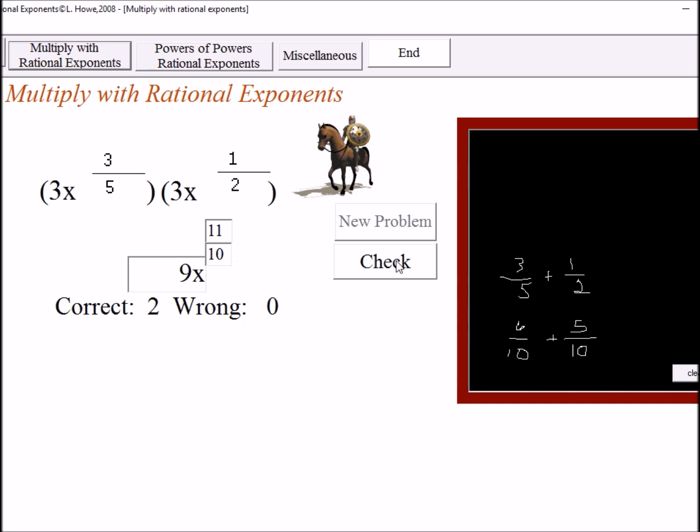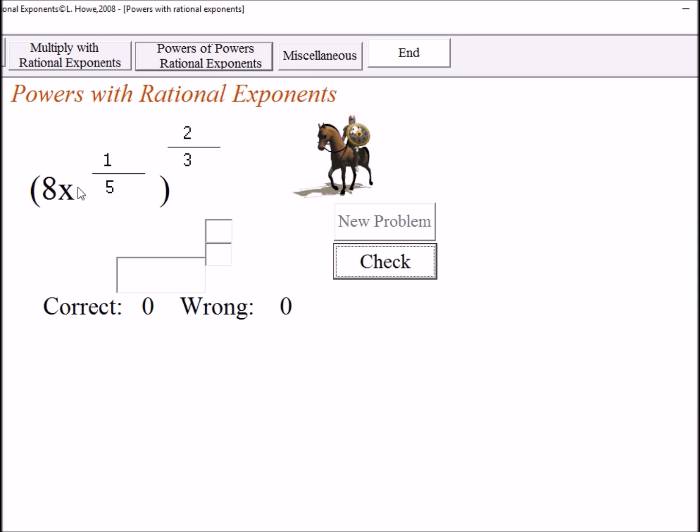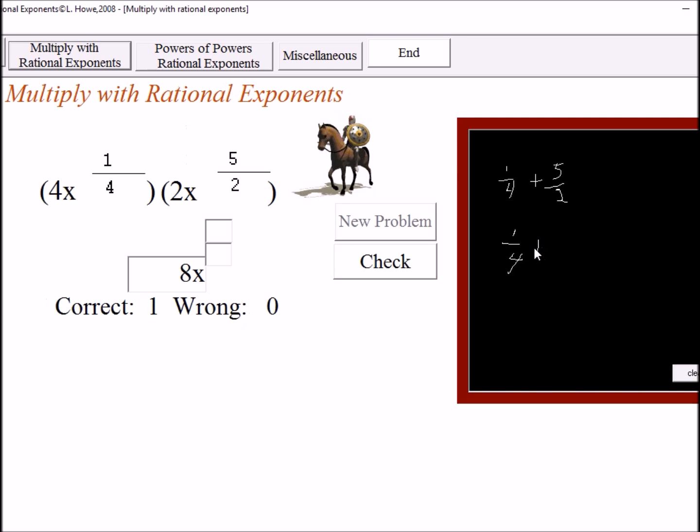Even if you're not in calculus class, it would be good if you'd learn how to do exponents in your own mind. Now let's do powers of a power. Raise a power to a power, multiply the powers, as I told you.